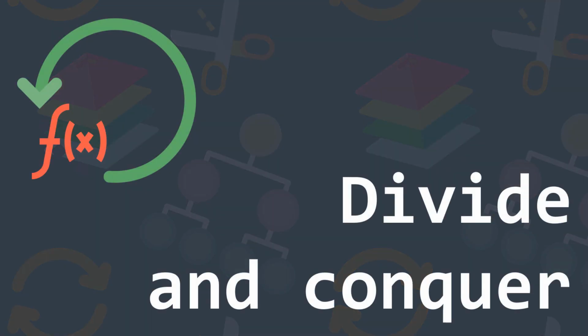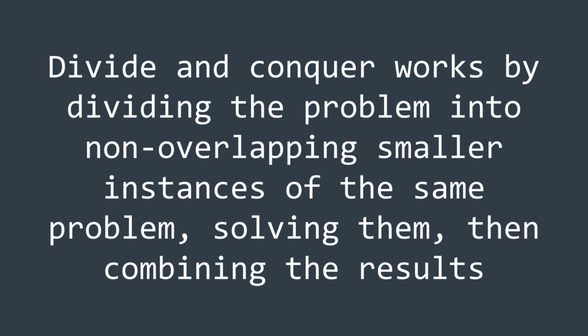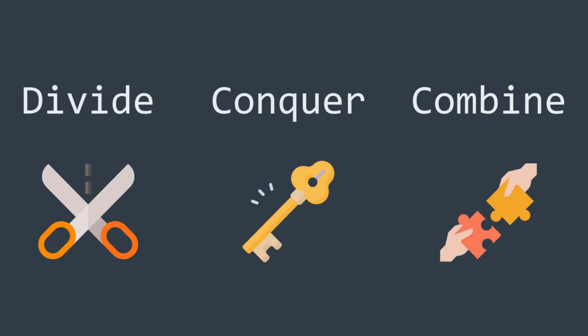Welcome to this new video where we will talk about divide and conquer. Divide and conquer is an algorithm technique that is often implemented by using recursion. Divide and conquer works by dividing the problem into non-overlapping smaller instances of the same problem, solving them, then combining the results. So it has 3 steps: divide, conquer, and combine.